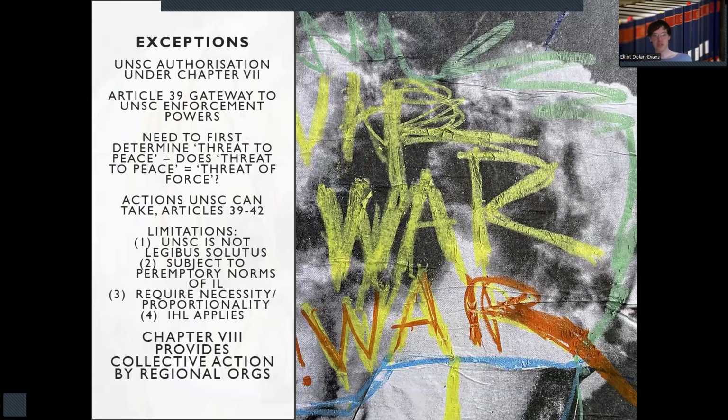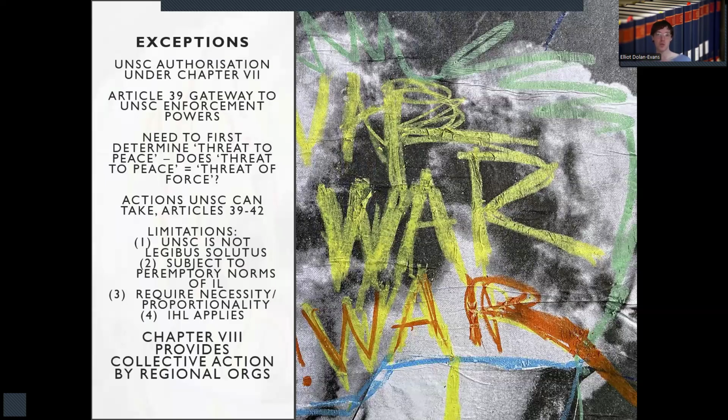Now, collective action under Chapter 8 is also an important part. The UN Charter did not attempt to establish a system of collective security which begins and ends with the UN, and especially not with the Security Council. And so regional organizations are given attention in Chapter 8 of the Charter and are seen as essential elements too.